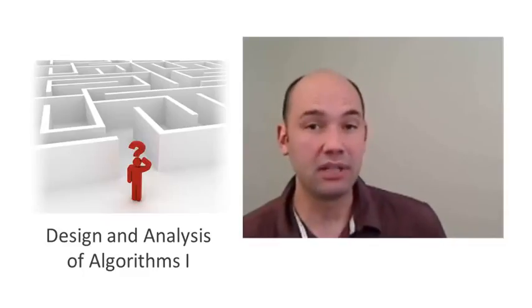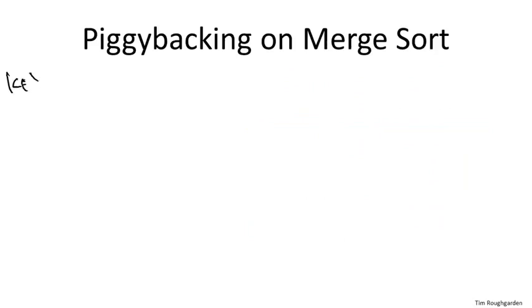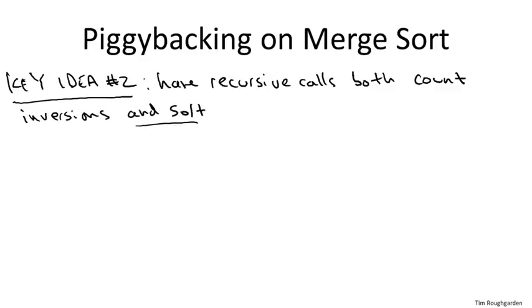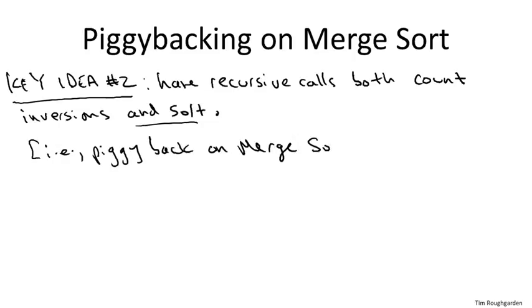So here's the really nice idea which is going to let us do that. The idea is to piggyback on merge sort. By which I mean we're actually going to demand a bit more of our recursive calls to make the job of counting the number of split inversions easier. This is analogous to when you're doing a proof by induction. Sometimes by making the inductive hypothesis stronger, that's what lets you push through the inductive proof. So we're going to ask our recursive calls to not only count inversions in the array that they're passed, but also along the way to sort the array.